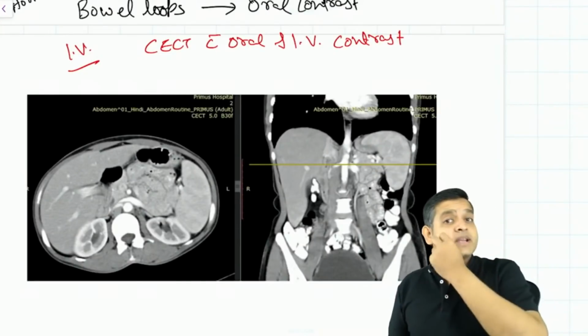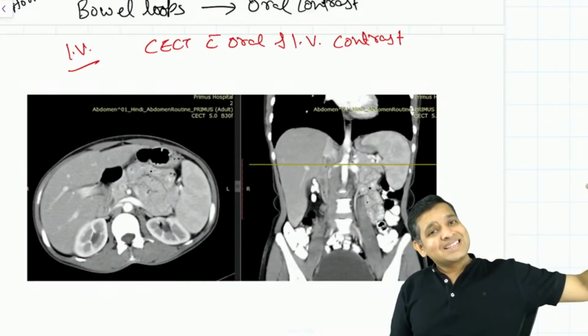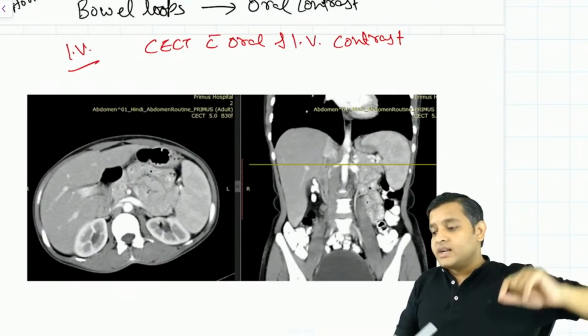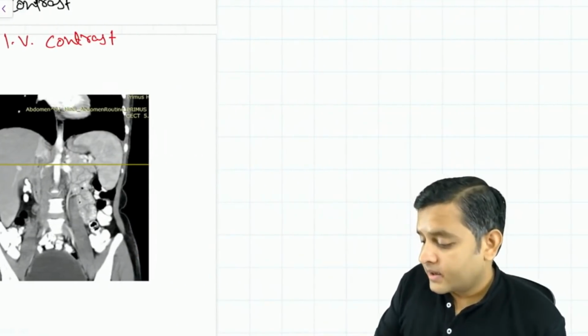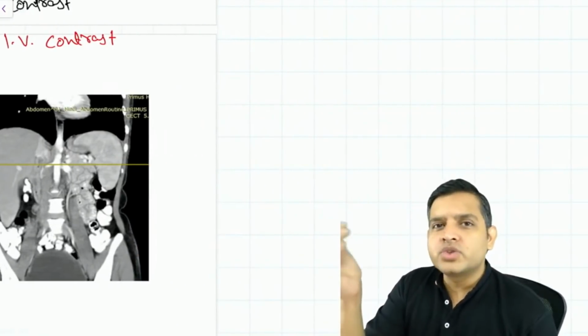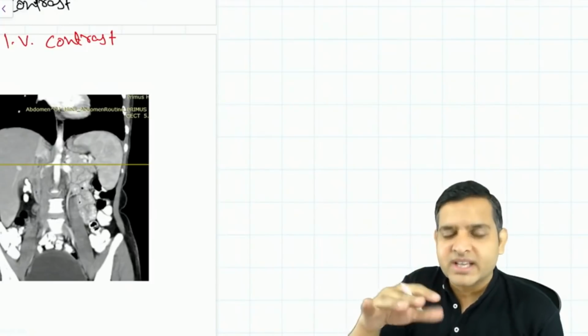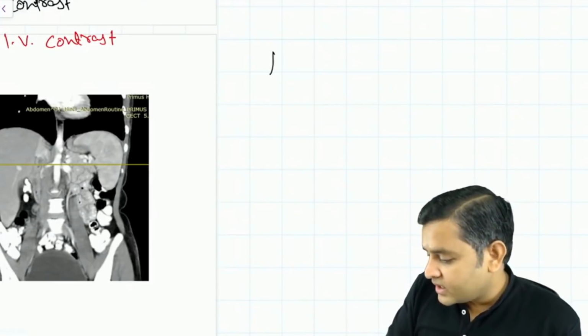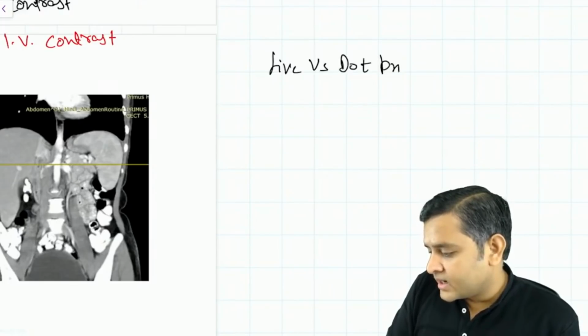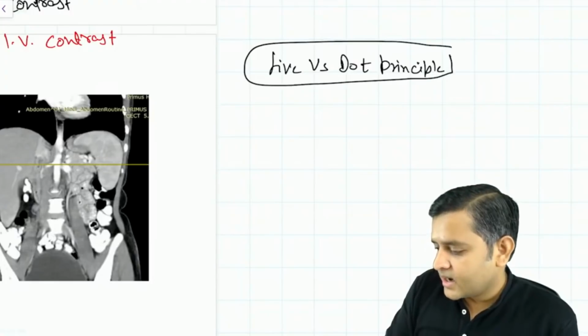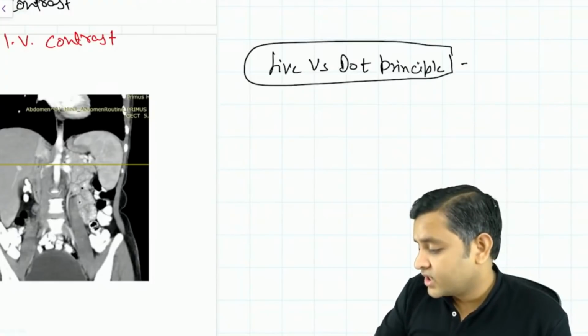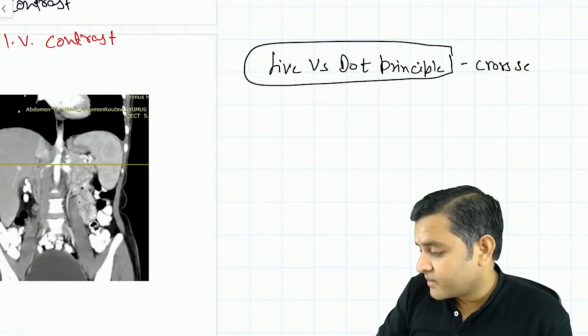Now, a lot of people here can get confused why that is IVC, not portal vein. So I'll tell you a very interesting concept here. I used to get a lot of confusion about which artery or which vessel it is. So I developed a rule and I call it the line versus dot principle. If you understand this principle, I think you will not make a mistake about any vessel in a cross section. It is for cross sectional anatomy.